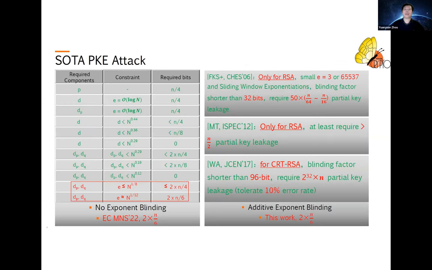And the state of the art of the PKE attack, we categorize into two categories. On the left side, you can see the case where there's no exponent blinding. The current state of the art is published at Eurocrypt this year. May et al. put forward the state of the art. They managed to recover the full CRT key with one third of the unblinded DP and DQ, either MSB or LSB bits. And on the right side, as you can see, there is not too much work being done regarding the additive exponent blinding countermeasure being present. So in this work, we try to fill in this gap. We also managed to recover the full CRT key using one third of MSB or LSB of the blinded exponents DP prime and DQ prime. I will show you in the next slides.